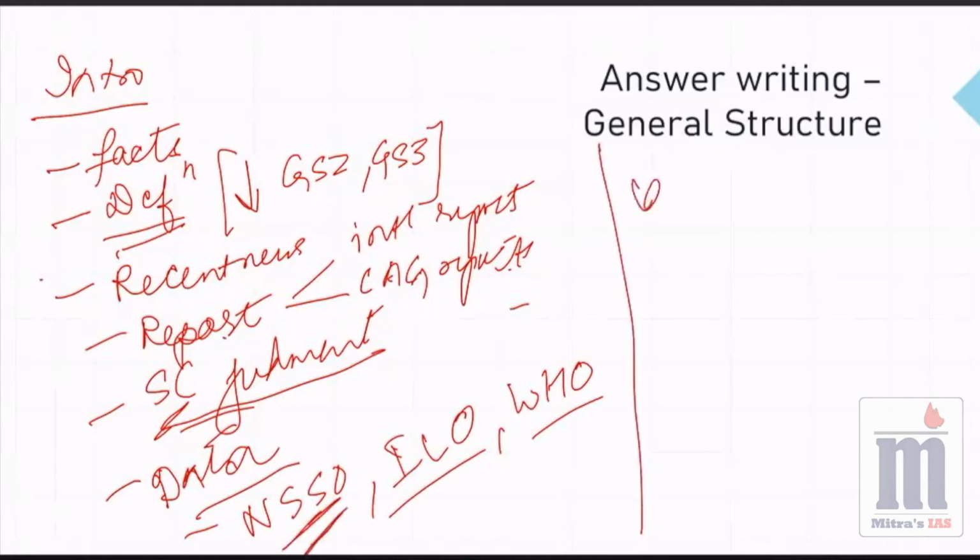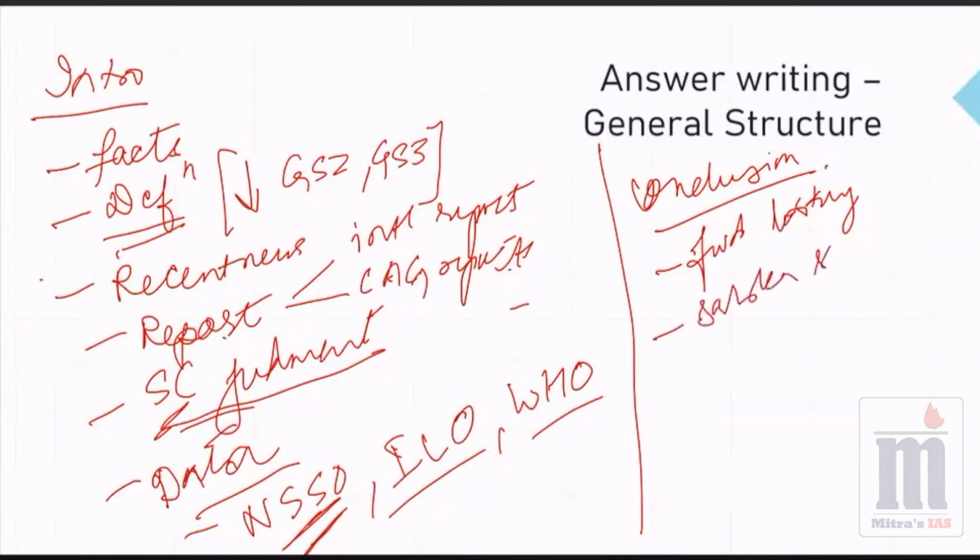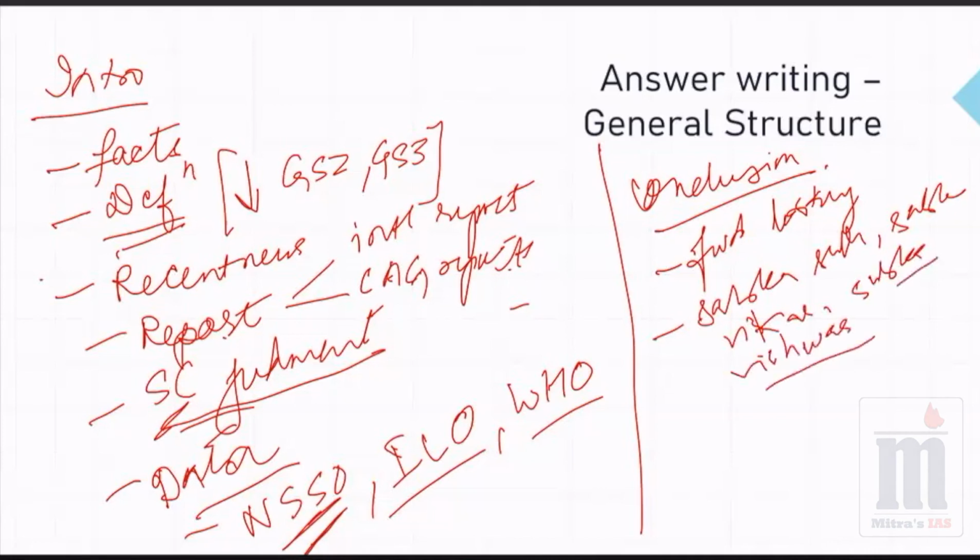And in the conclusion, what should you write? A forward-looking conclusion. Or something which was recent and which caught everyone's eye. For example, Sabka Saath, Sabka Vikas, Sabka Vishwas. This can be utilized in your conclusion, as per the requirement of the question. So try to write something very relevant. If there is a question related to community participation, then this can be utilized in the conclusion.